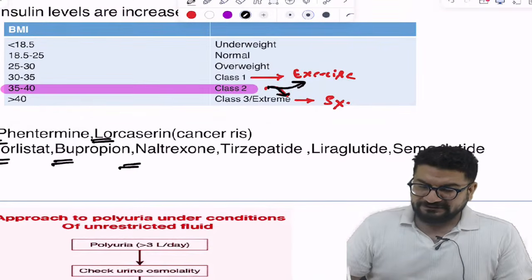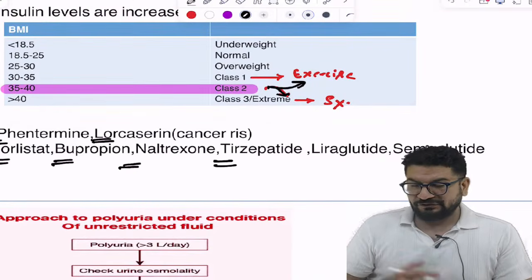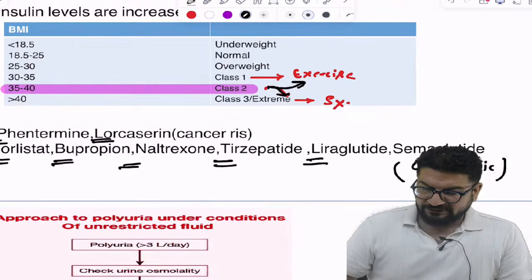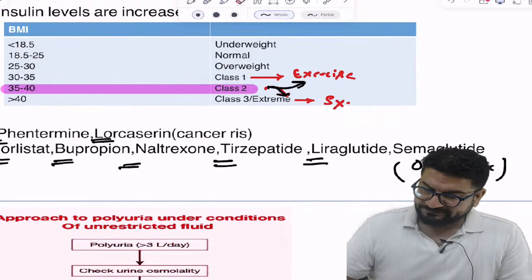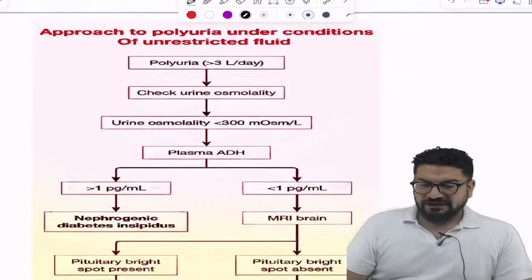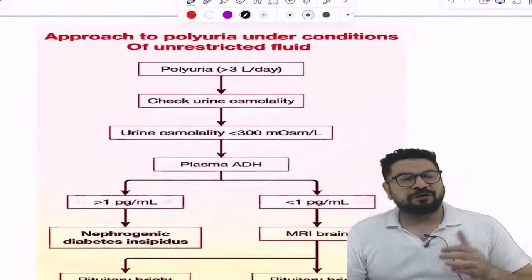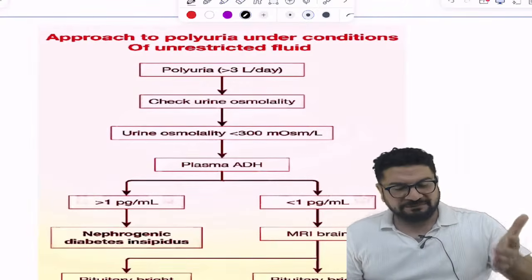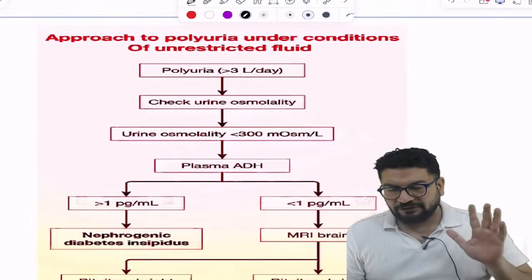Then these are the tirzepatide, your Mounjaro, liraglutide, and this is your favorite which is trending on YouTube and Instagram, Ozempic. Okay, now coming to polyuria. Suppose you see a question on polyuria. Remember, first of all we have to rule out diabetes mellitus, but diabetes mellitus will have polyuria, polydipsia, weight loss.